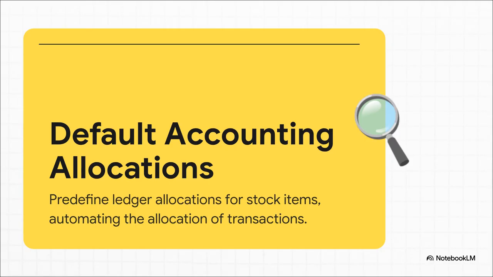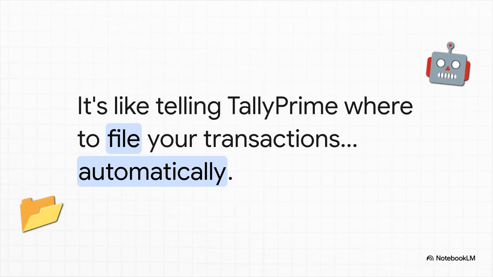So, what is this magic feature? It's called Default Accounting Allocations. And really, it's a beautifully simple idea. It just lets you tell TallyPrime ahead of time which sales or purchase ledger a specific stock item should always go to. That's it. Here's a simple way to think about it. It's like you're giving TallyPrime a clear set of instructions on how to file your paperwork correctly. You teach it once, and then it handles the job for you, automatically, every single time. It's one of those amazing set it and forget it kind of things.